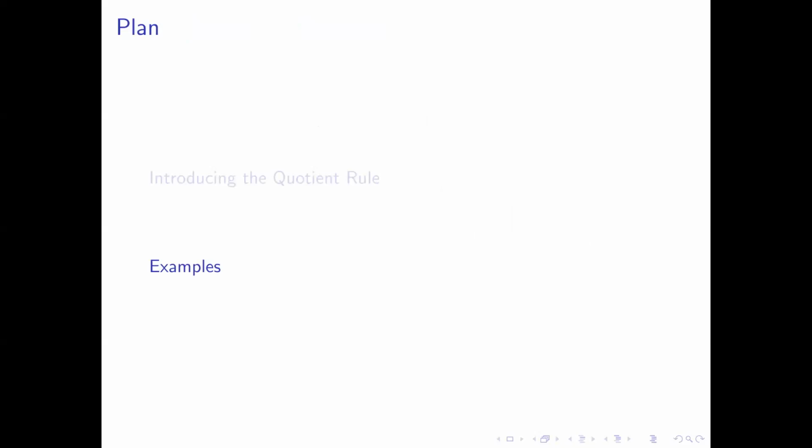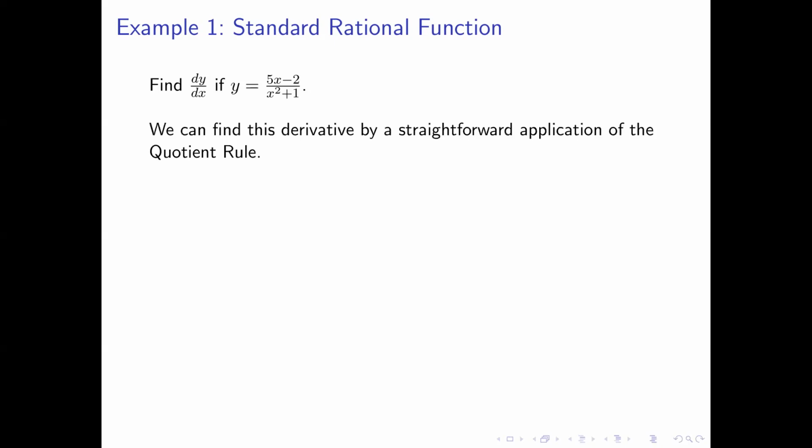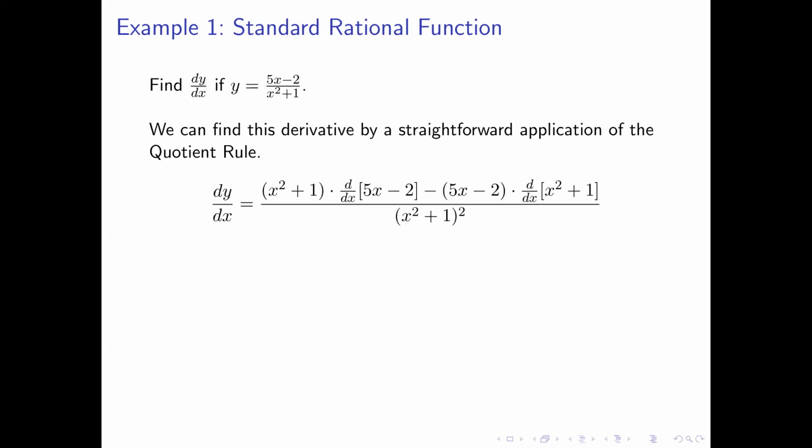Let's look now at some examples of the quotient rule in application. Our first example will be about as straightforward as an application of the quotient rule gets. It'll be a typical rational function. We're going to find dy dx, given that y is equal to 5x minus 2 over x squared plus 1. So notice we're dealing with a quotient function here, 5x minus 2 over x squared plus 1. So we can find the derivative by using the quotient rule.